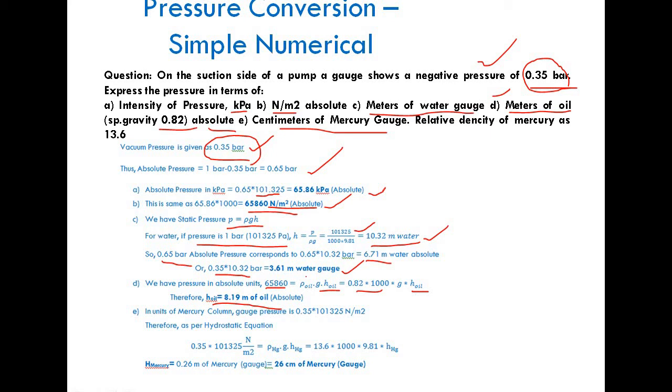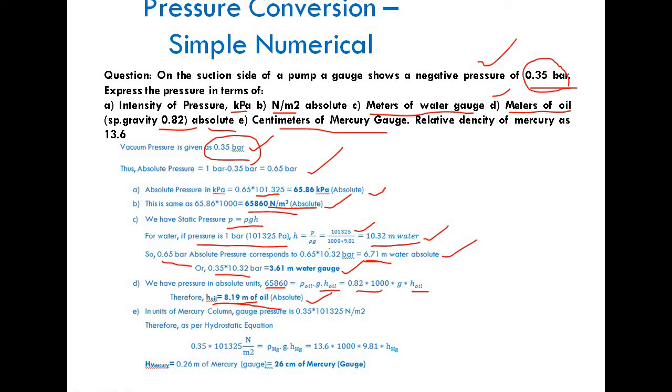So if you compare these two h values, here it is 6.71 meter of water absolute. The same pressure here is 8.19 meter of oil absolute. So what does it mean? That means the pressure exerted by 8.19 meter of oil at its bottom is the same as the pressure exerted by 6.71 meter of water at its bottom.